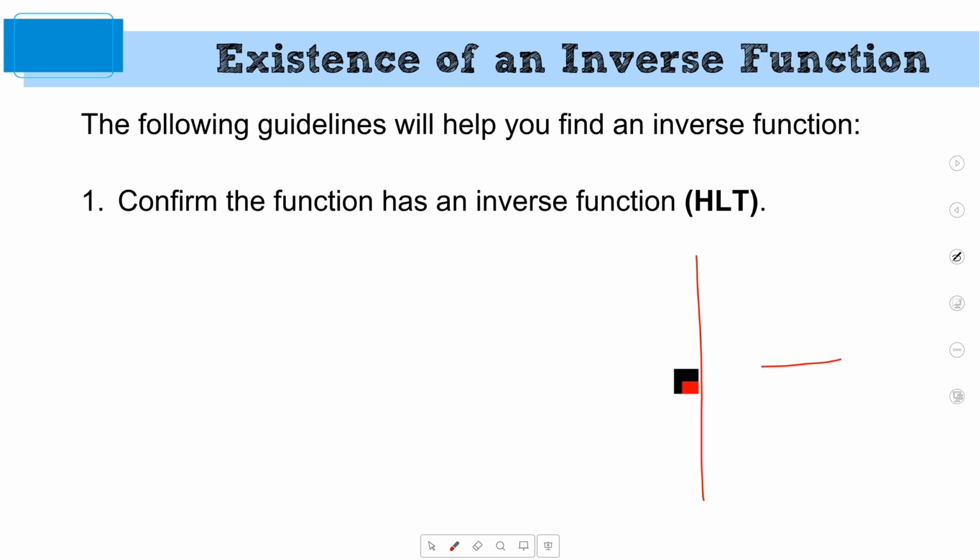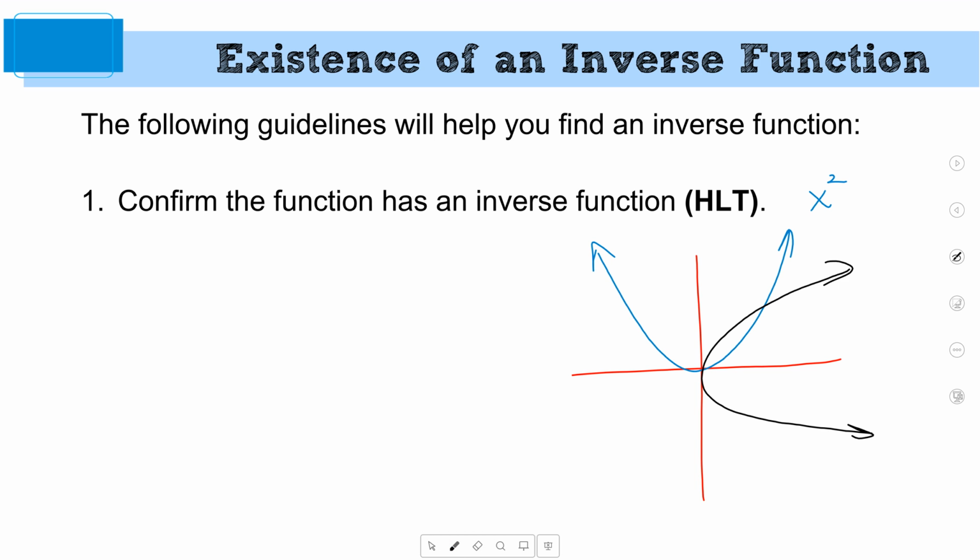Let's suppose our function is your friend and mine, Mr. X squared. Is that a function? Yes, it passes the vertical line test. What's its inverse look like? Sideways parabola. Is that a function? No. Doesn't pass the vertical line test. So we can cut out that whole vertical line test for the inverse by just saying the original function doesn't pass a horizontal line test, therefore its inverse is not a function.